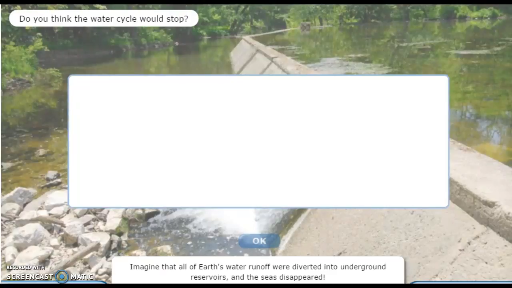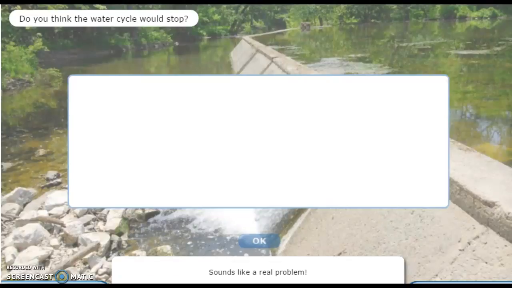Imagine that all of Earth's water runoff were diverted into underground reservoirs and the seas disappeared. Sounds like a real problem. Describe what you think might happen. Do you think the water cycle would stop? Type your answer in the space below. Click OK when you're done.